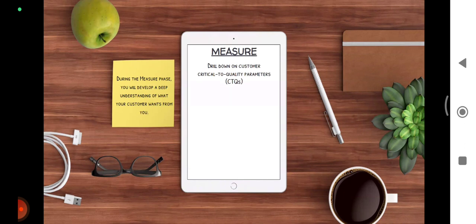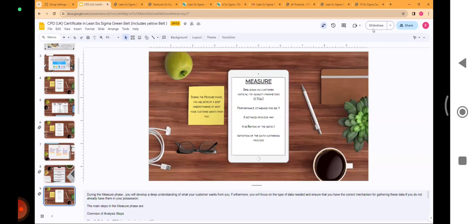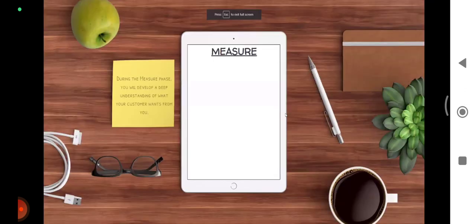You are going to see that in the measurement phase, they are going to drill down on customers' critical to quality parameters. These ones here, you can see these different stages. These are basically the critical to quality parameters. 1, 2, 3, 4, 5, 6, 7. Okay, that is the critical quality parameters. Basically, the steps that you take in order to meet the customer's needs and expectations.